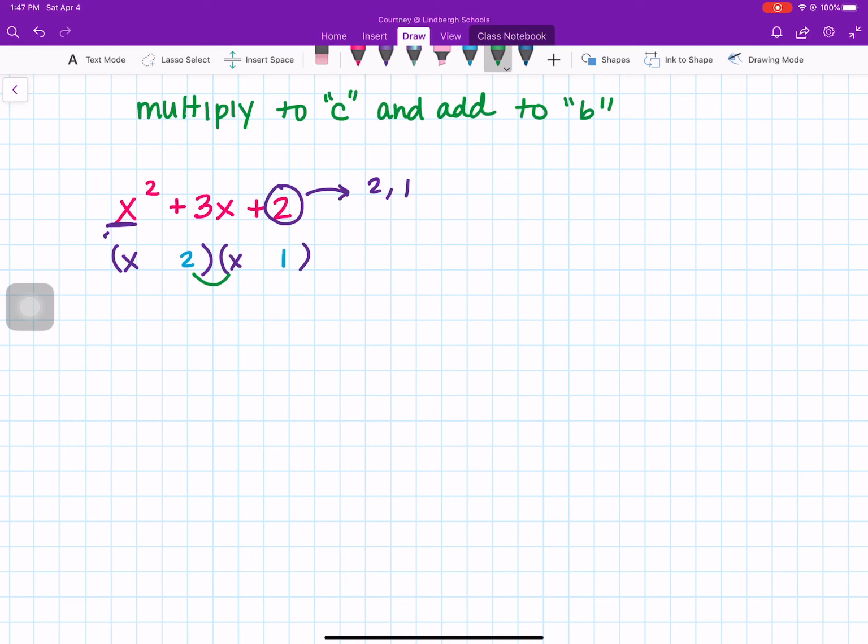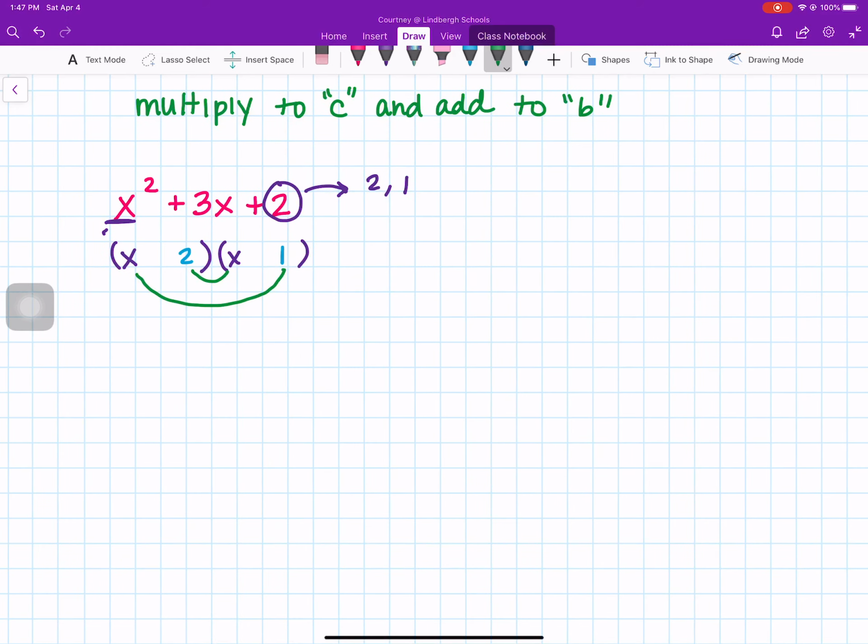Now, I always call this the rainbow check. So you're multiplying your inner terms to make sure they add up to 3x. So this is 2 times x, which is 2x, and 1 times x, which is 1x. So if you look, 2x and 1x add up to give you 3x. And since 3x is positive, you have pluses. So your answer is x plus 2 times x plus 1.